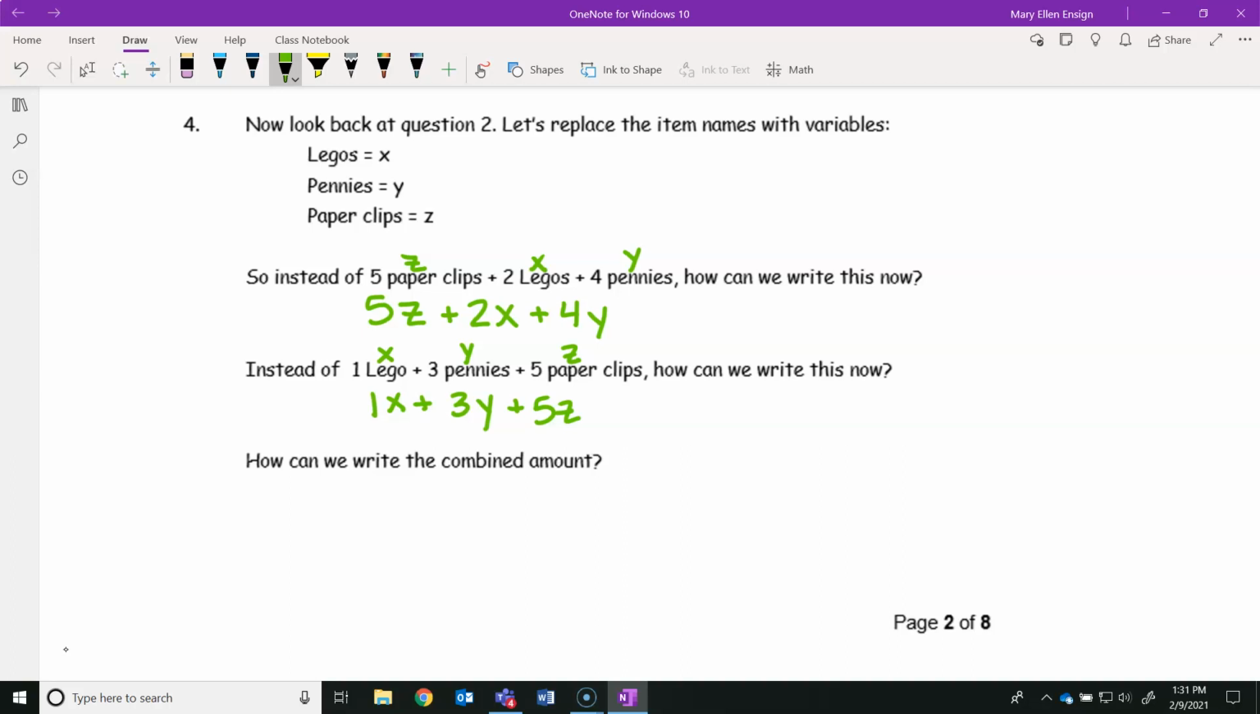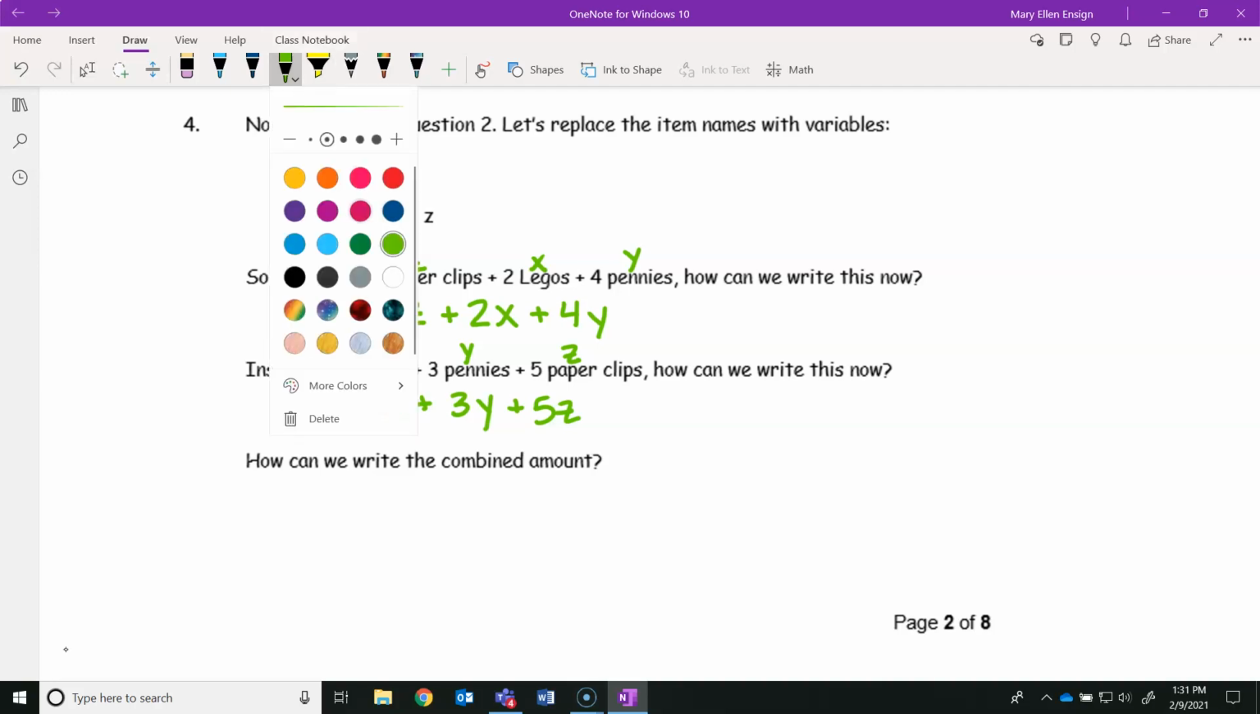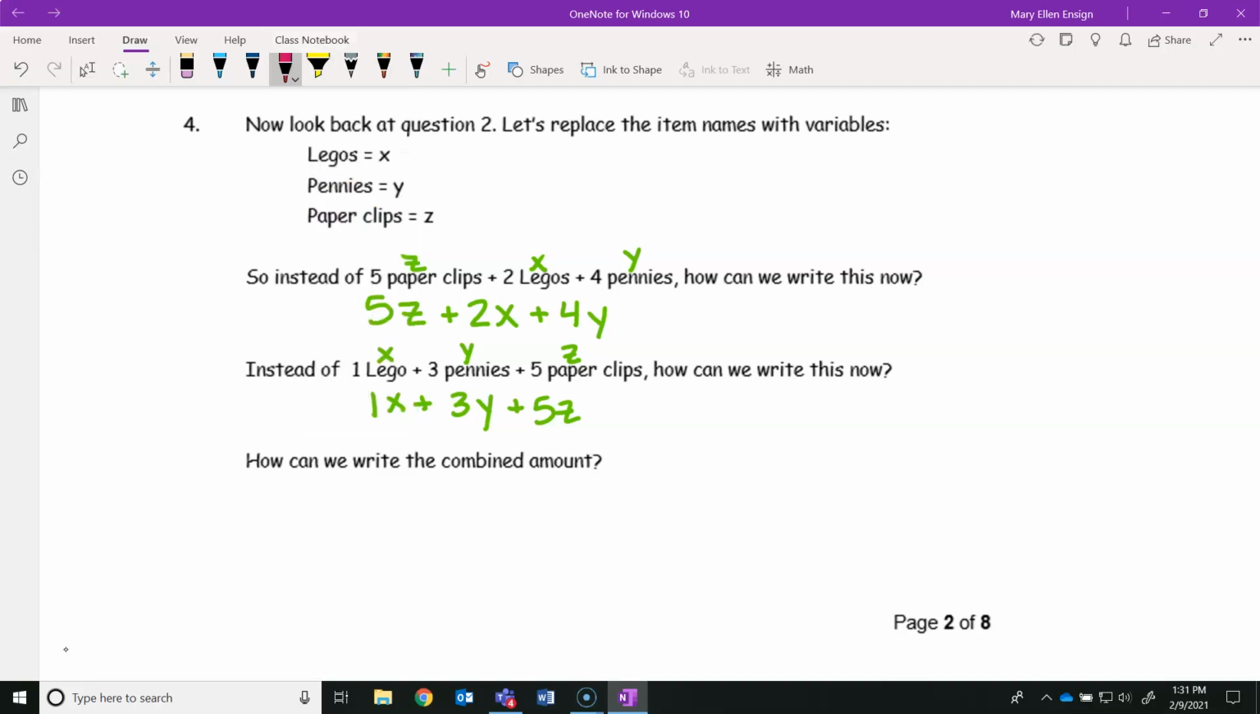So just like I could before combine Legos with Legos, now I can combine X with X. So if I look here, I'm combining these together, adding these together. So here's an X and here's an X. 2 plus 1 is going to be 3X.